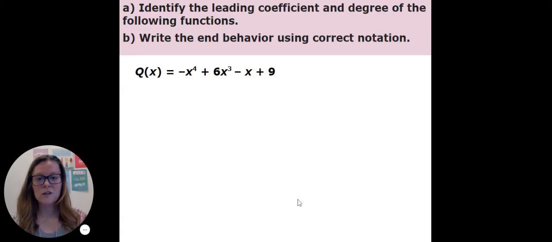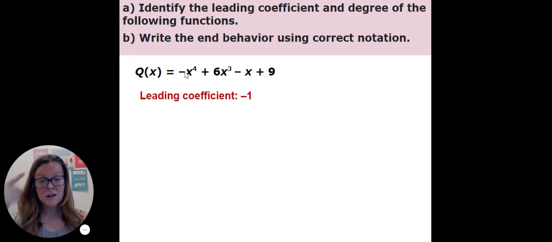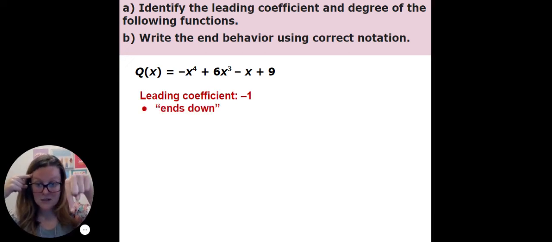Let's try one quick example. We're going to identify the leading coefficient and degree, and that's going to help us write the end behavior. So here we go. First, we need to think about, is it in standard form? This guy is. Then we can identify the leading coefficient. Here, the leading coefficient is -1, so that tells me I'm going to end down. So I know that I'm ending down, so we're going to do a little visual sketch.